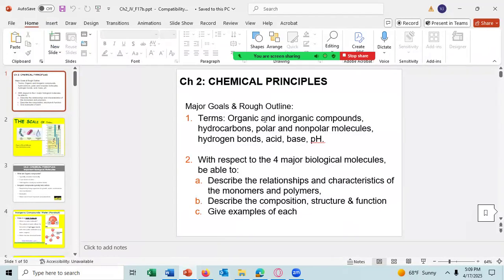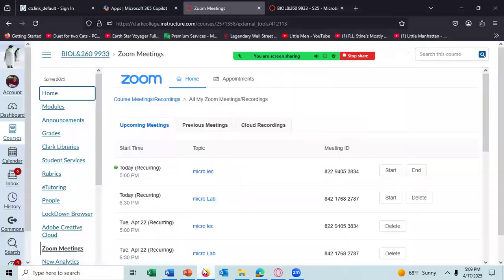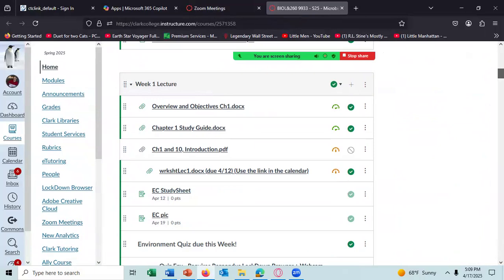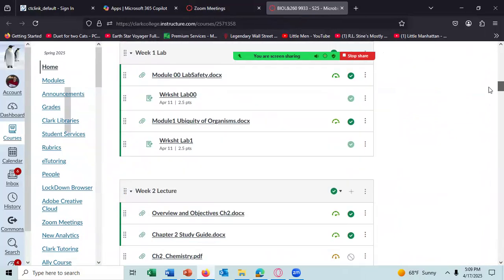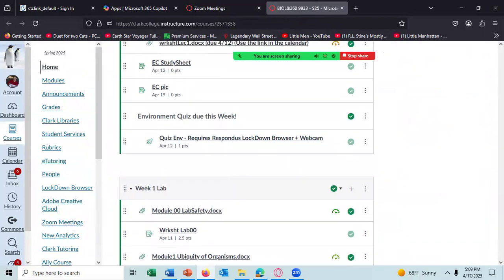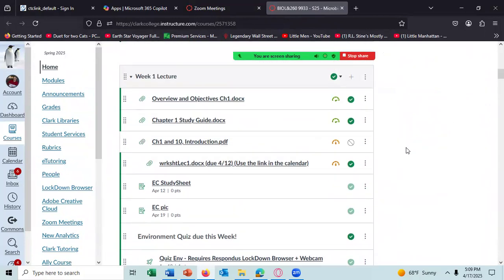Now remember, to know all of the goals, you have to come and take a look at the objectives for chapter 2, which I think I have in the overview and objectives. Yep, overview and objectives. So you can find all of the goals, which are the objectives, in chapter 2. And there's the study guide. Now I'm right here. Let's see if I can get chapter 1 posted.